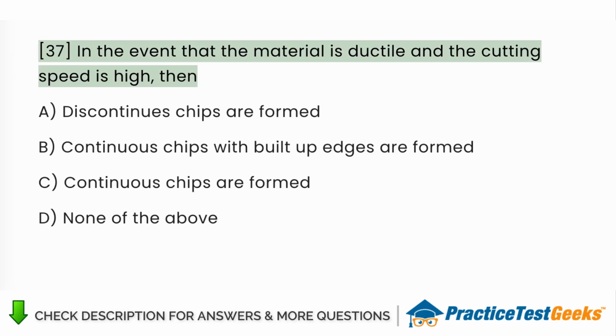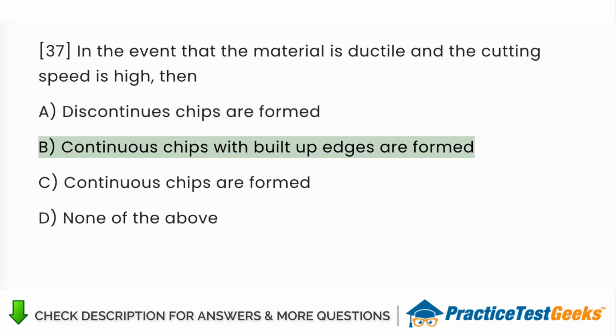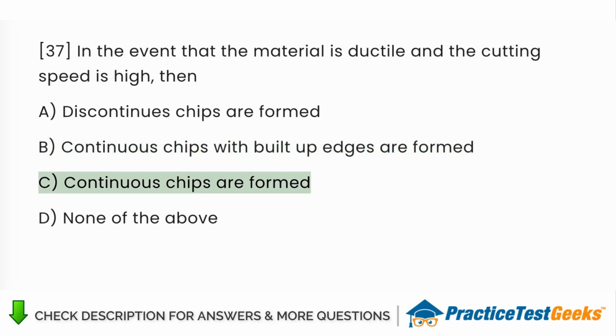In the event that the material is ductile and the cutting speed is high, then: A. Discontinuous chips are formed. B. Continuous chips with built-up edges are formed. C. Continuous chips are formed. D. None of the above.